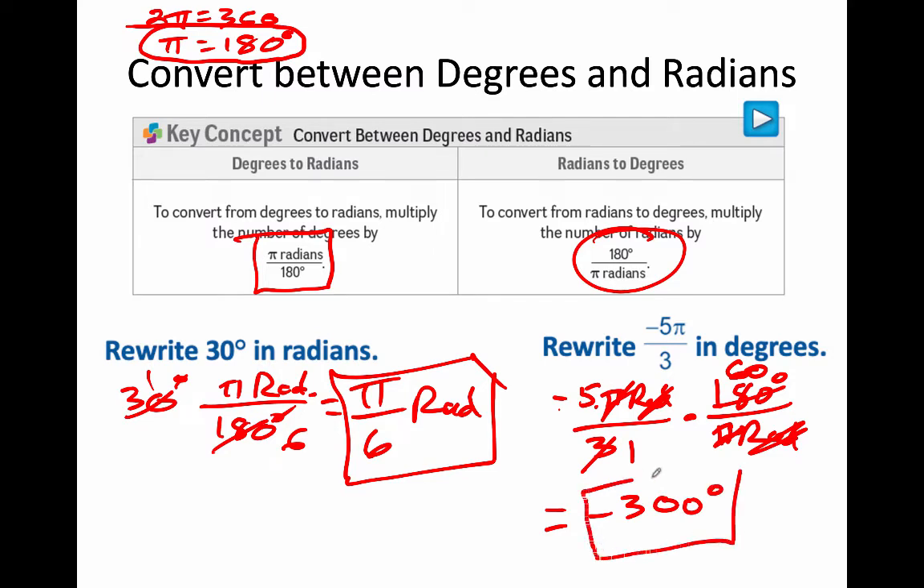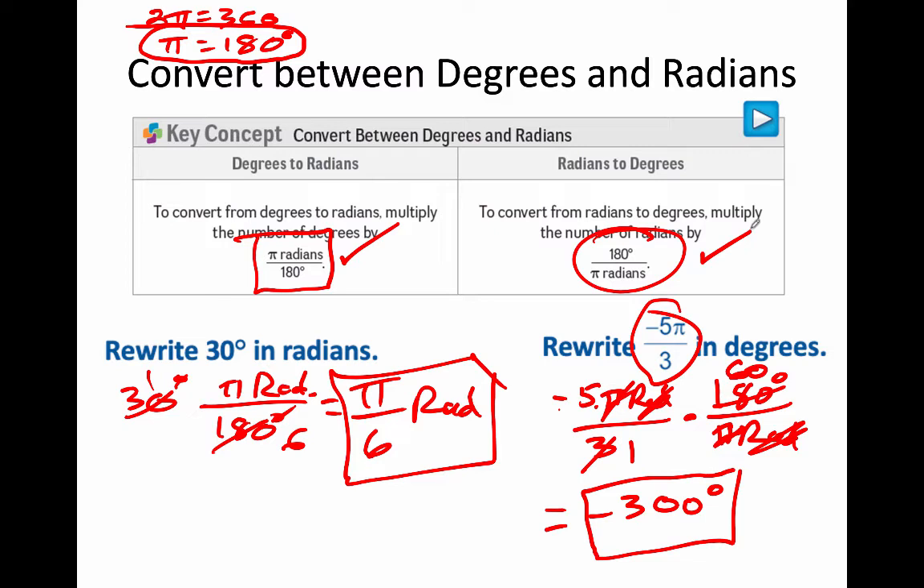And if you think about negative 5 pi over 3, negative 6 pi over 3 is negative 2 pi. So I'm a pi over 3 short, which is 60 degrees short. Okay? So when in doubt, let's grab these ratios. What are you going to get rid of?